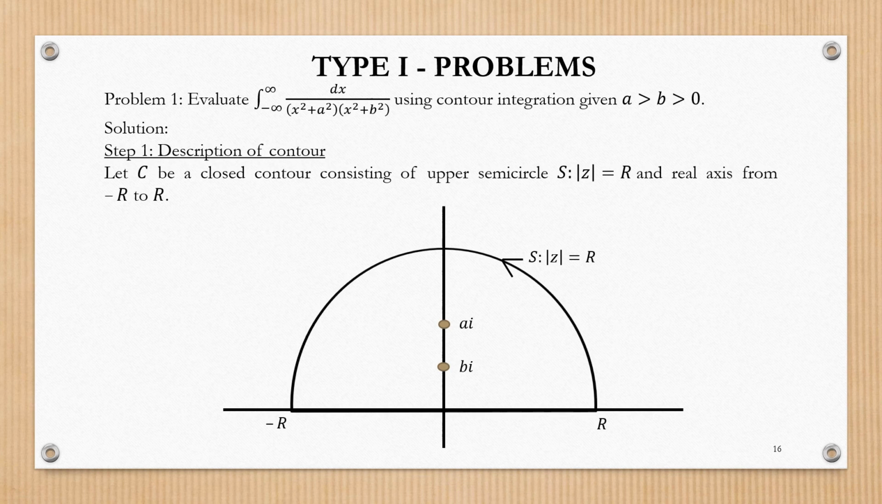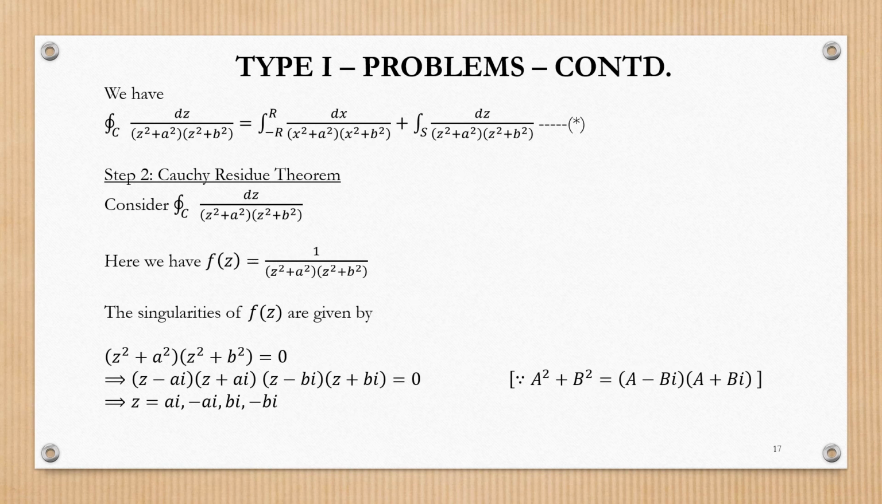So in step number 1, we describe the contour. The contour is made of the upper semicircle mod z equal to r and the real axis from minus r to plus r. The contour has been described. Now we will write equation star. I'm sure you are able to see that equation star is written on the left hand side by converting x to z in the original problem. Therefore, we have integral dz divided by (z square plus a square) into (z square plus b square), and this is evaluated on the closed contour that we just defined.